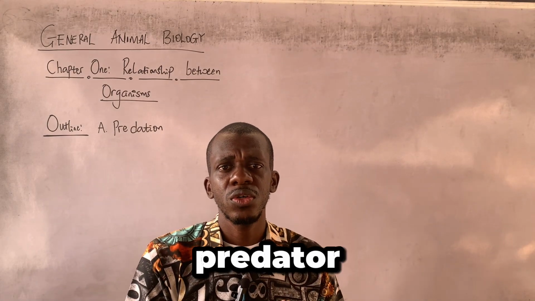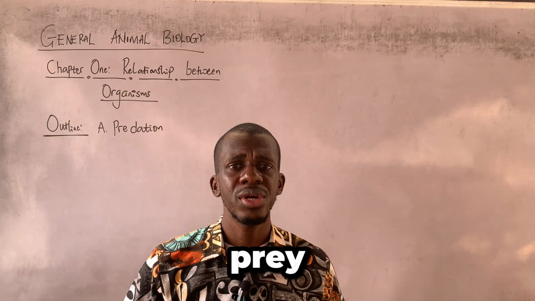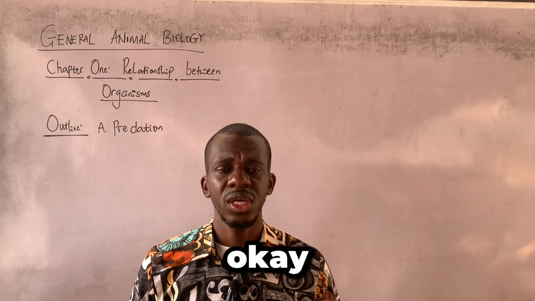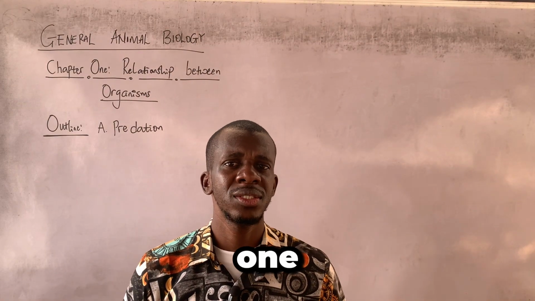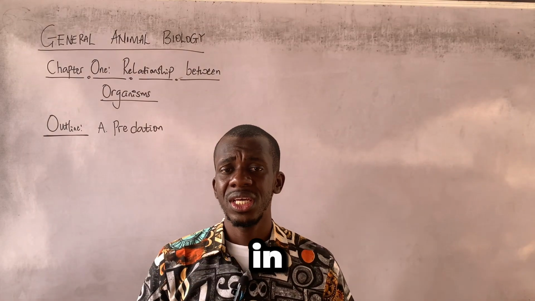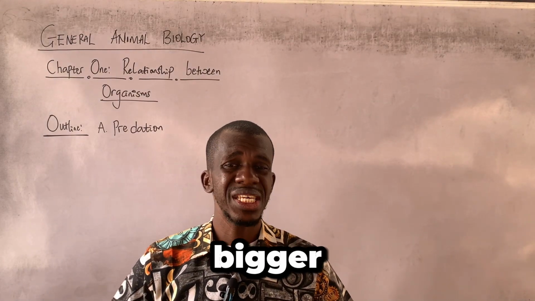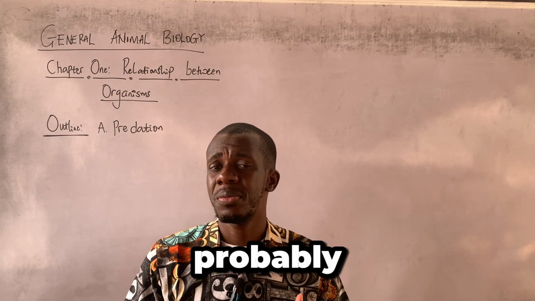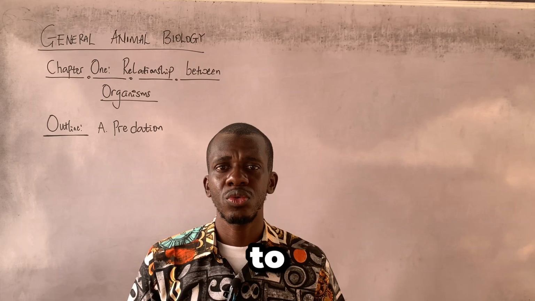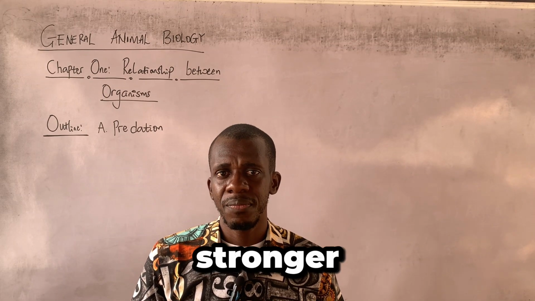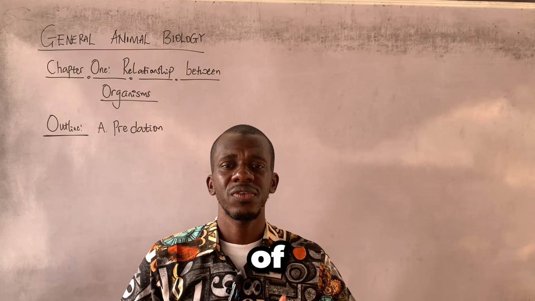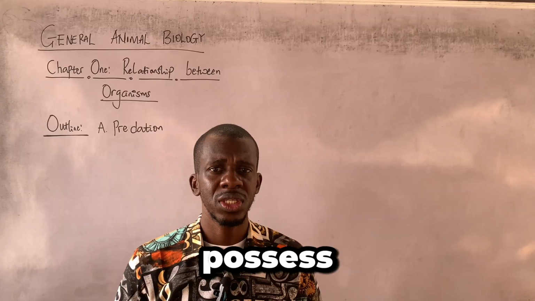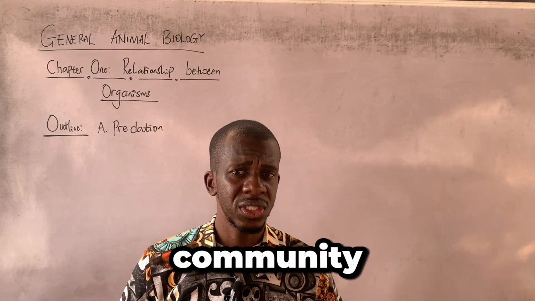Now the predator is usually the hunter, while the prey is the hunted. The predator is usually the stronger one. So in terms of strength, the predator is stronger. In terms of size, the predator could equally be bigger. Hence, it is called the predator. So it is larger in size, or probably of the same size, but happens to be stronger. And then, as a result of evolutionary trends as well, and certain features that these predators possess, it makes them deadly in the community.